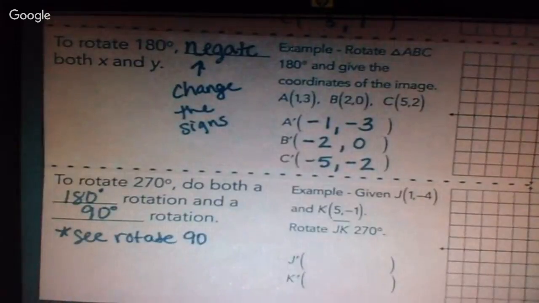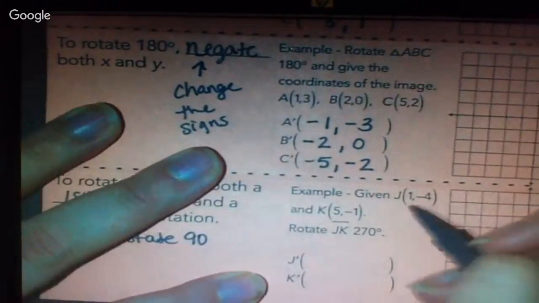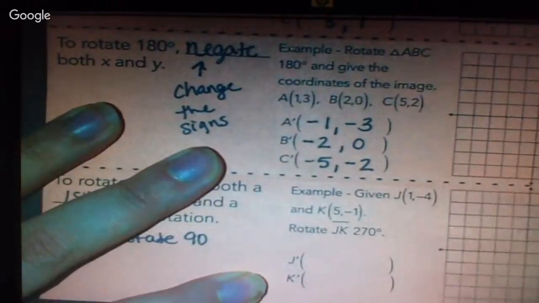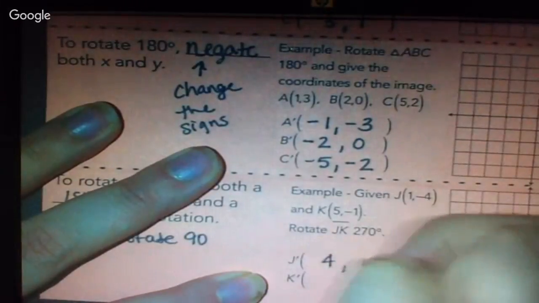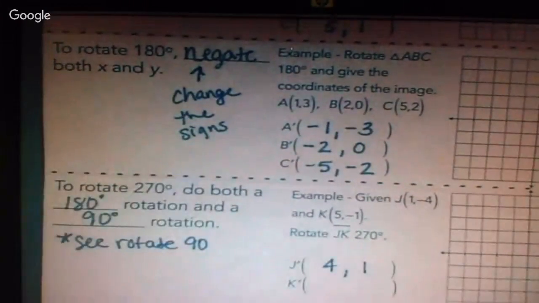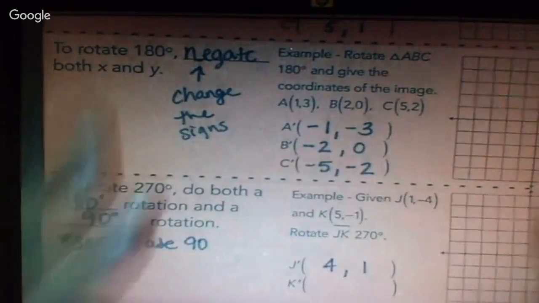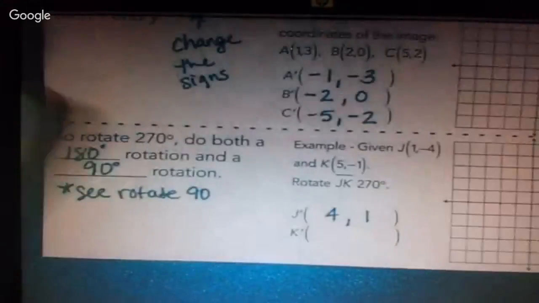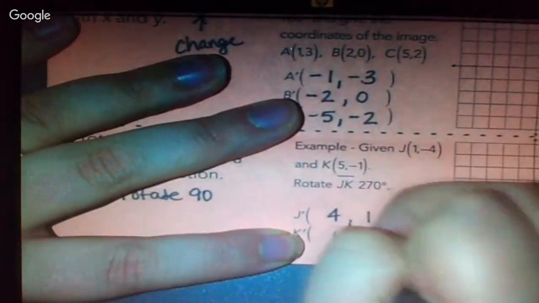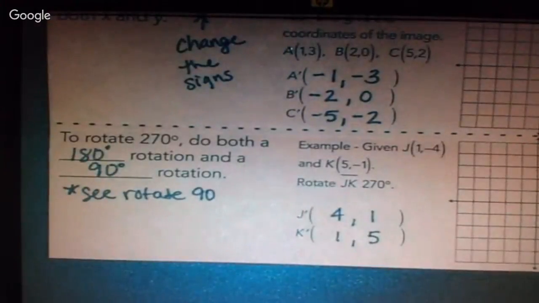So what I mean by that is I need you to take 1, 4 at J, and it's going to become 4, 1. Switch your points. Then you're going to take the point 5, -1 and make it 1, 5. Switch your points. Okay. Both of these points right now are in what quadrant? 4. They're both in 4.